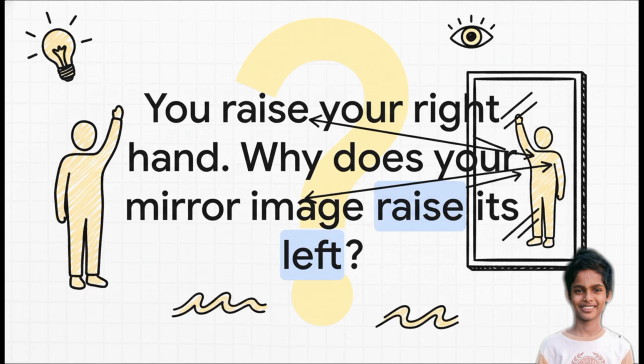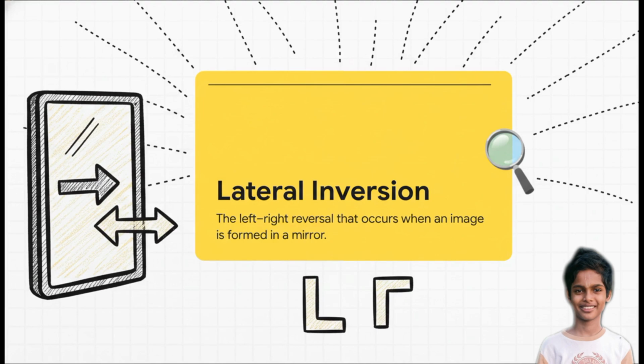What's happening there? Well, science has a really cool name for this. It's called lateral inversion. Lateral just means side to side, and inversion means flipped. So it's literally a side-to-side flip. The mirror reverses your image left to right. That is a super important property of mirrors to remember.